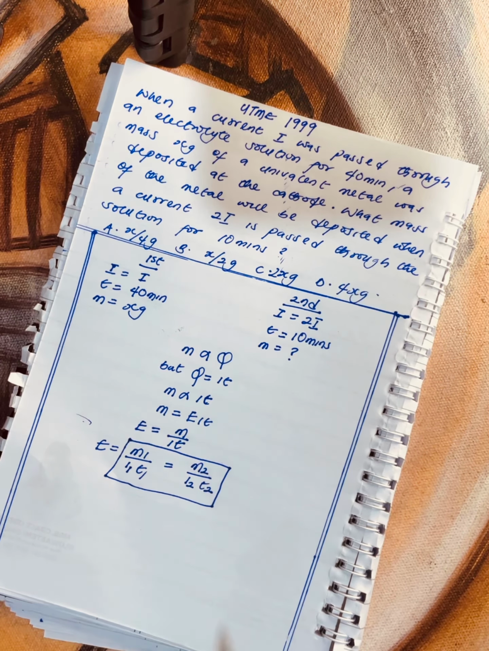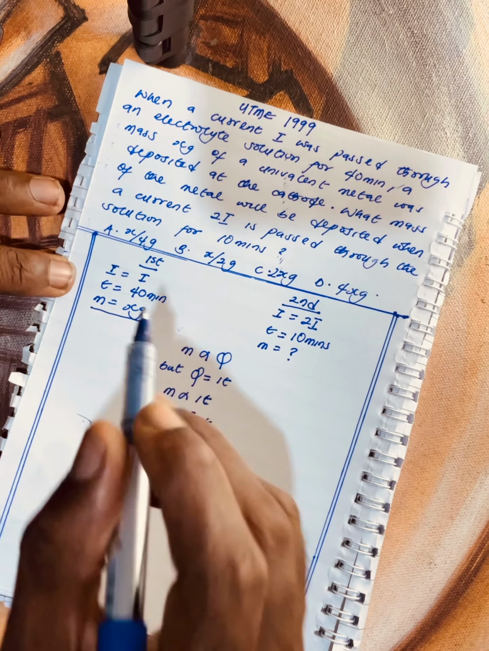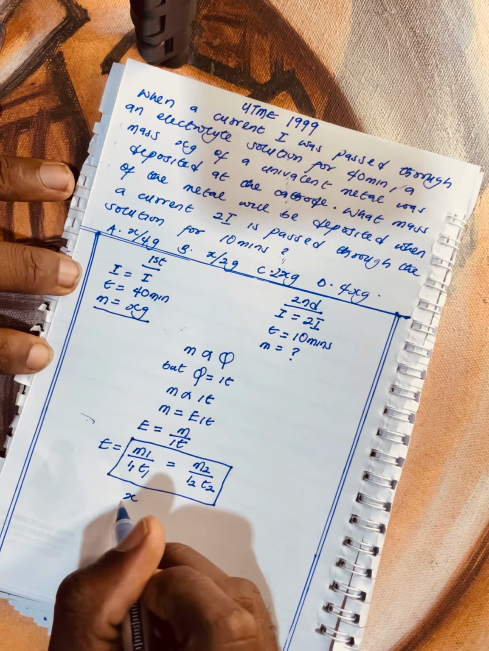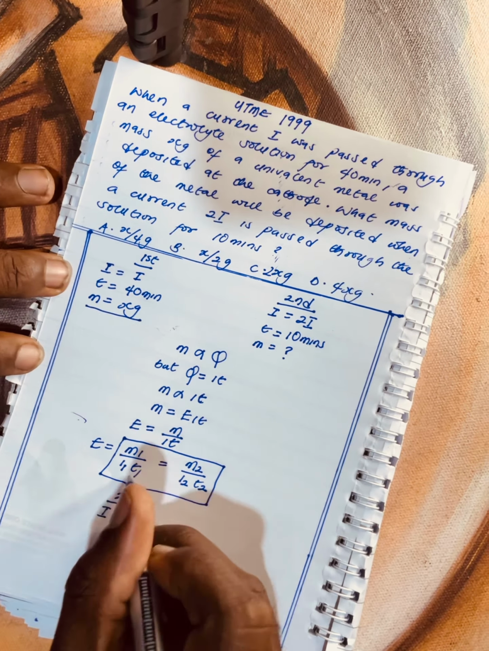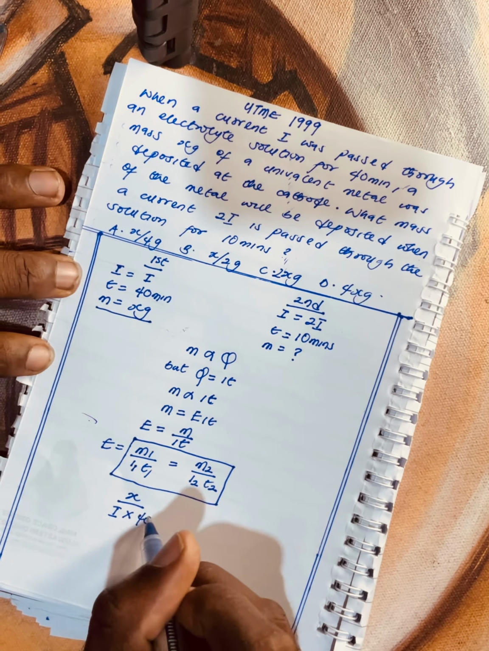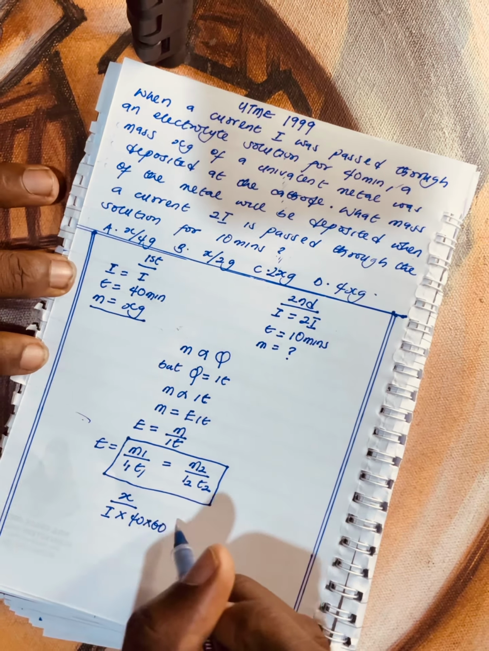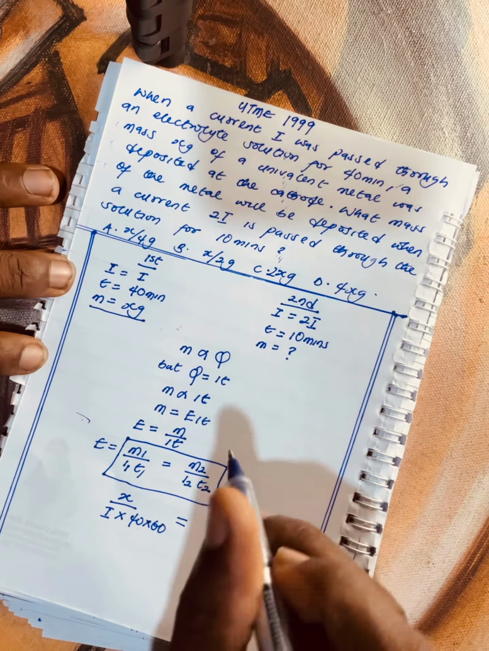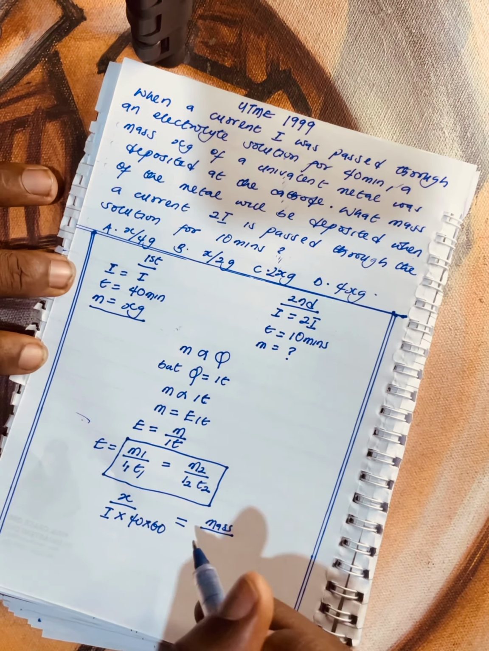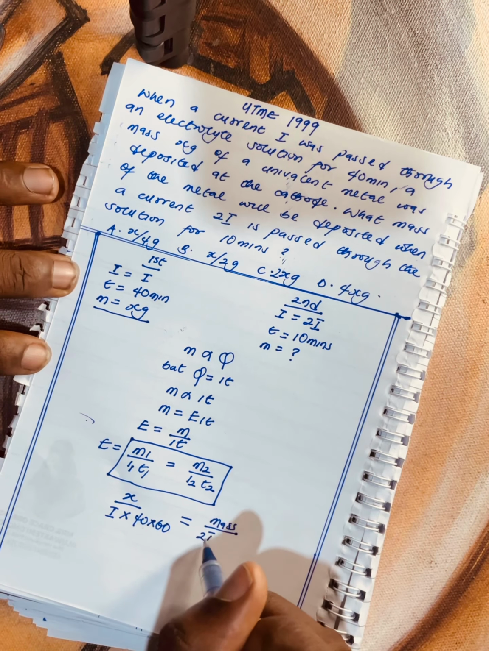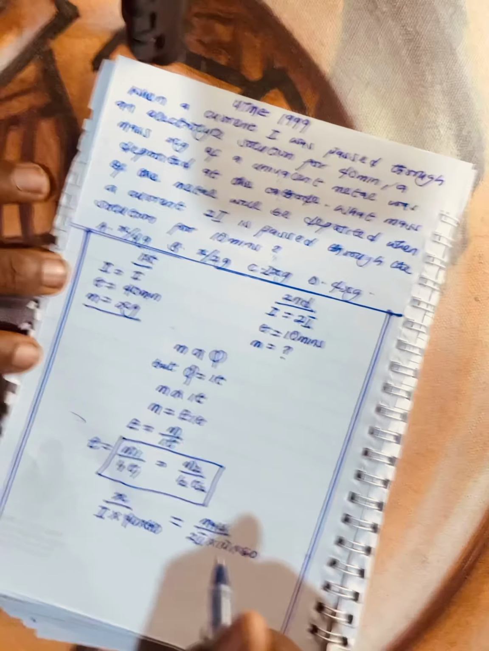So let's substitute. For the first case scenario, the mass deposited was x grams. So we could say x all over the current used, which was just I, and the time used was 40. But we can't say 40 minutes because we have to change to seconds. So we'll say 40 times 60, which is equal to the mass in the second case that we're looking for, all over the current used this time, 2I, times 10 minutes, which we change to seconds by multiplying by 60.